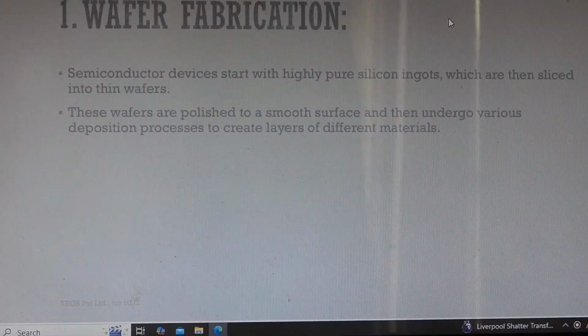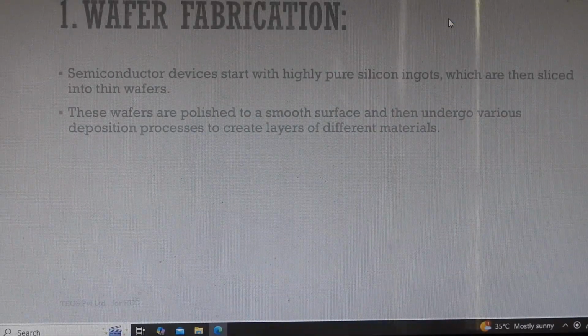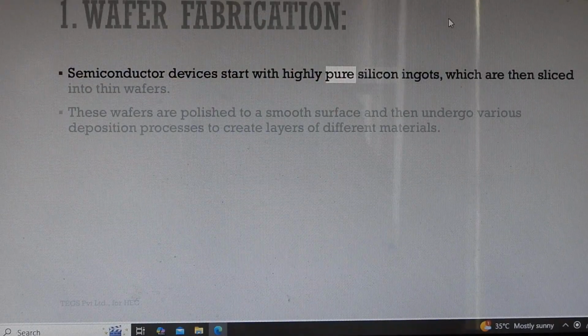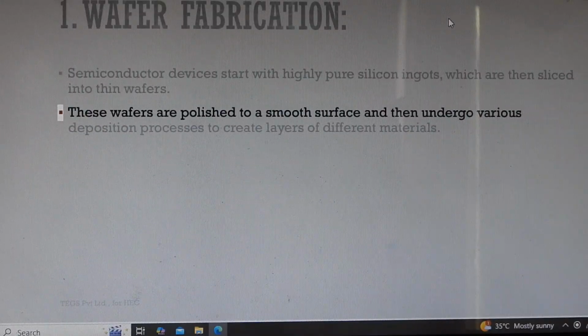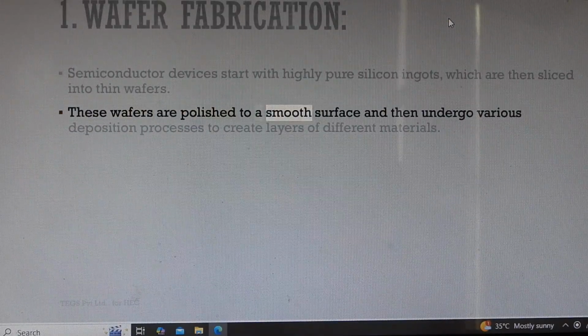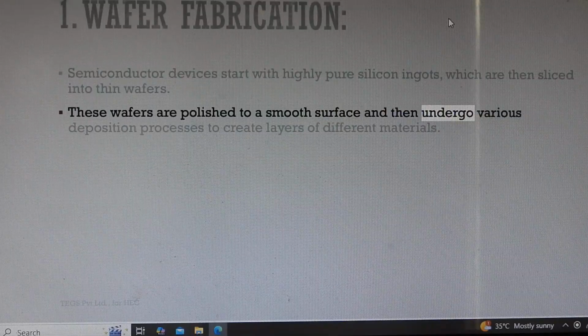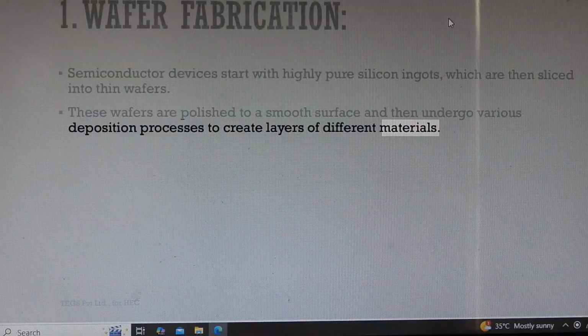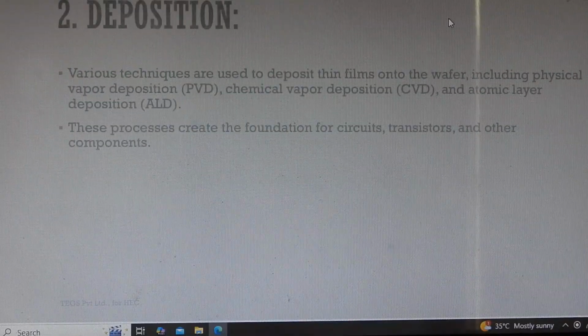1. Wafer fabrication. Semiconductor devices start with highly pure silicon ingots, which are then sliced into thin wafers. These wafers are polished to a smooth surface and then undergo various deposition processes to create layers of different materials. 2. Deposition.